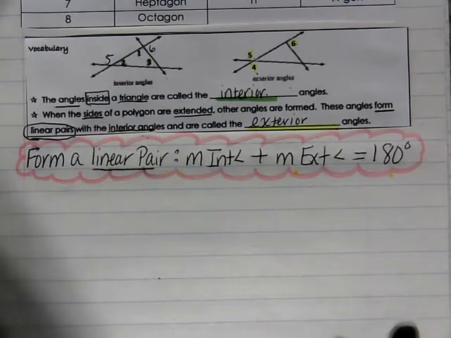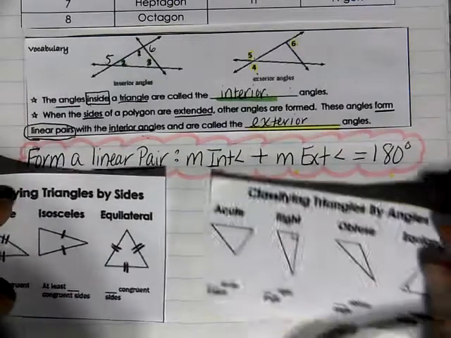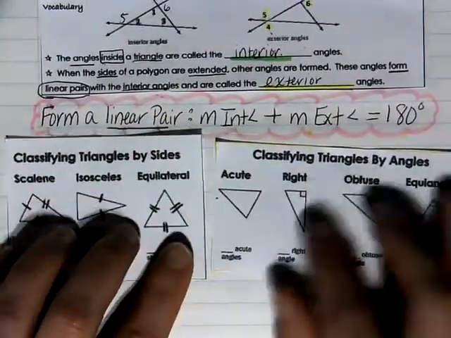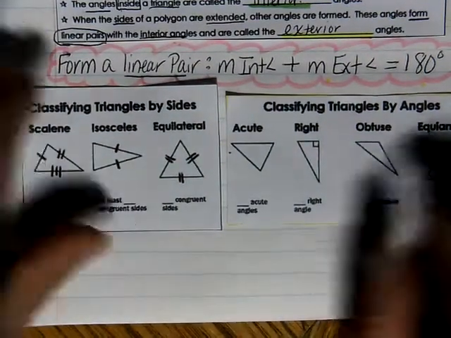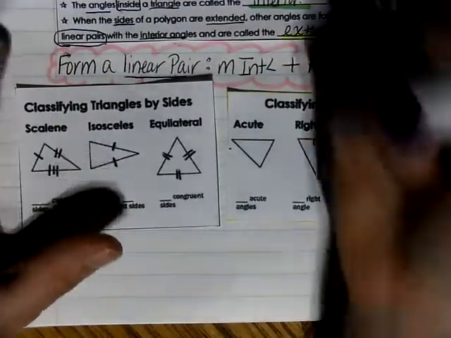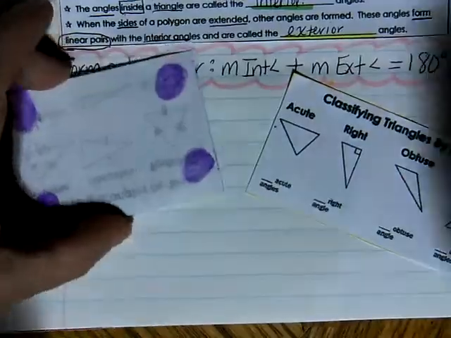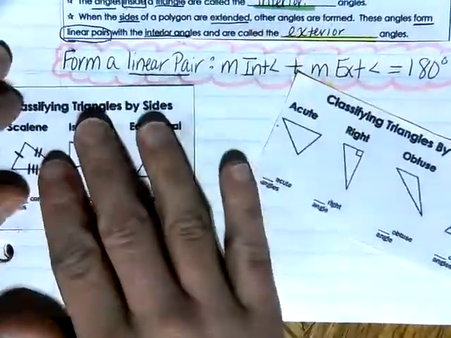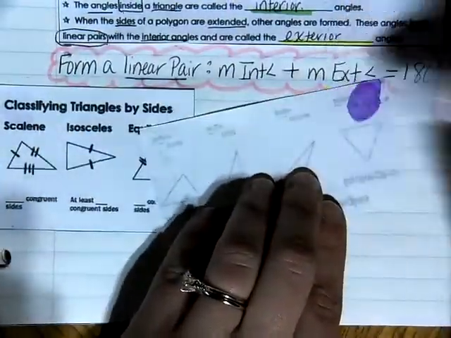The next thing I want to make sure I talk to you guys about are classifying triangles by their sides and their angles. So let's go ahead and take out these two different boxes. The first one being classifying triangles by their sides, and the other one is classifying triangles by their angles. Let's go ahead and paste them in. There's classifying by their sides, and then classifying by their angles.